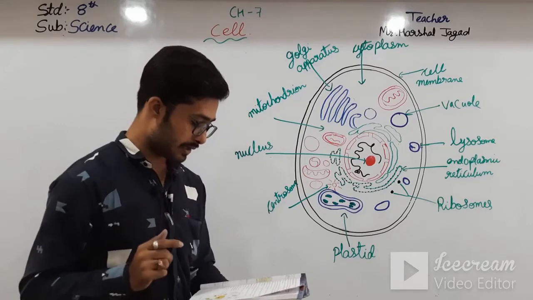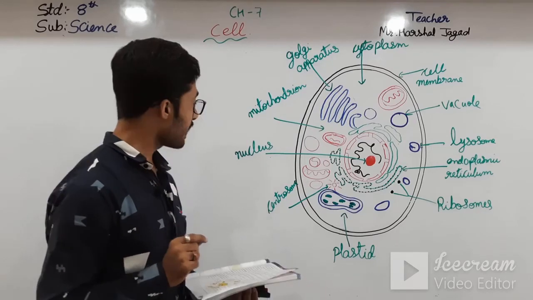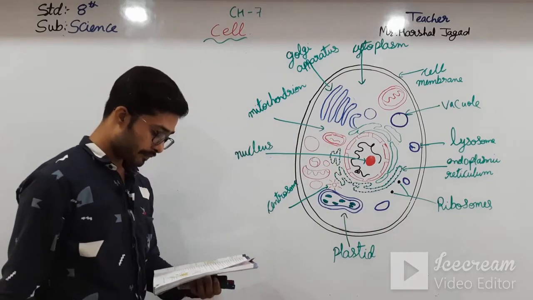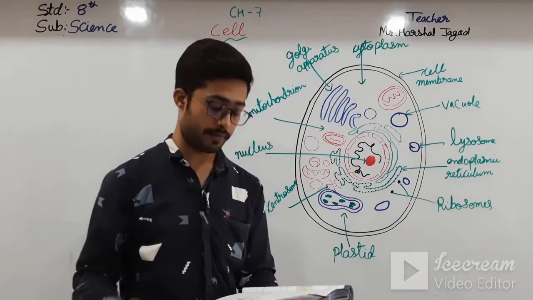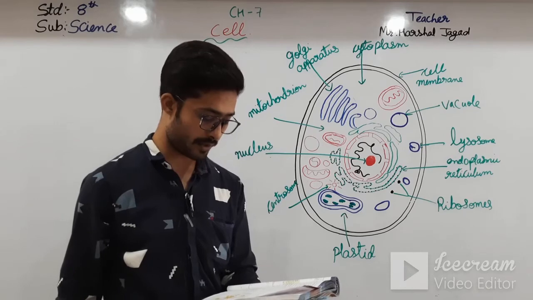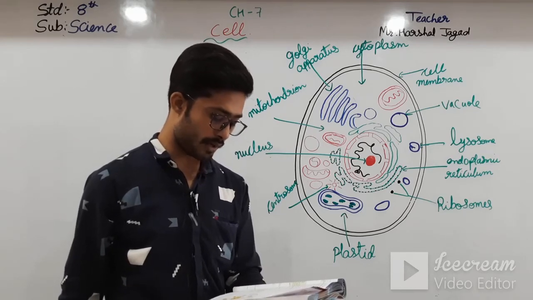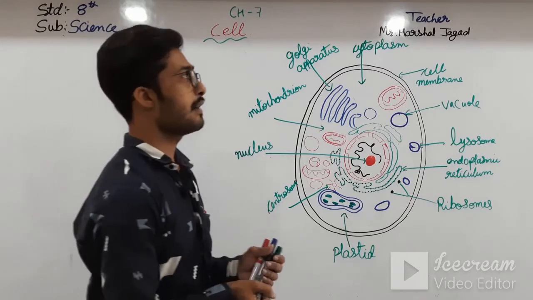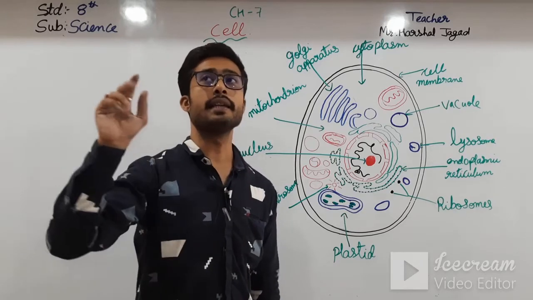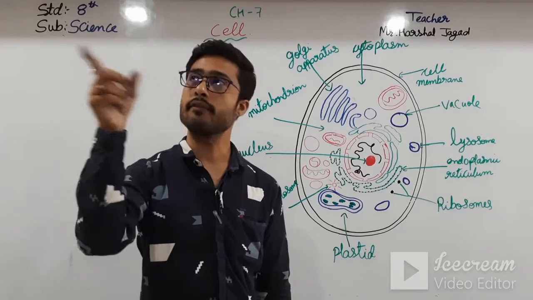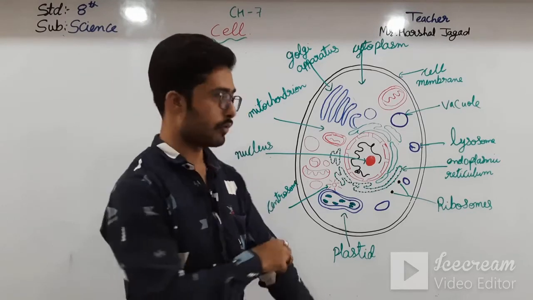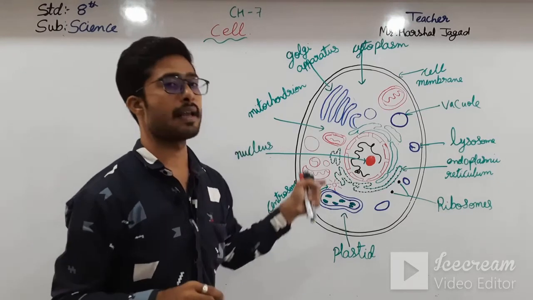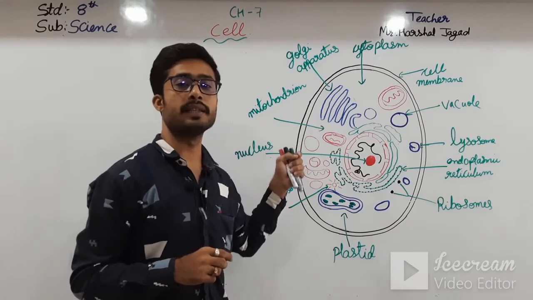Okay students, next is the mitochondria. Where is the mitochondria? It is over here. This acts as a site of energy production and is therefore called the powerhouse of the cell. We all know that if we have a fan and don't apply power to it, it will not move. So, the mitochondria are the power supply of the cell.